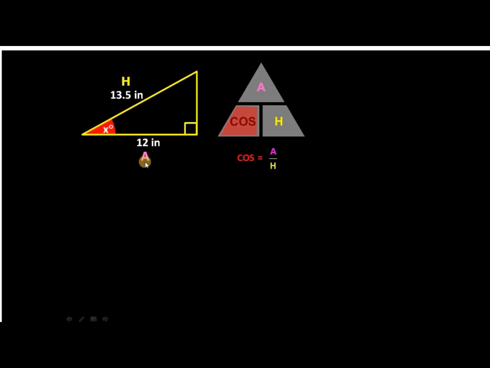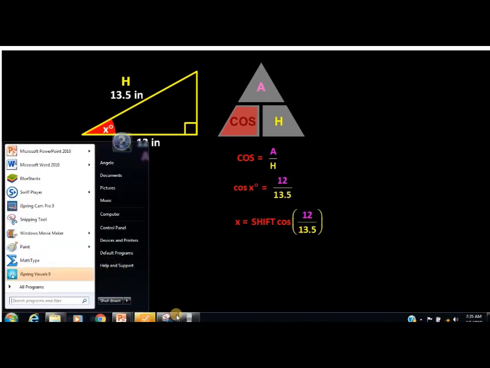We now replace A with 12 and H with 13.5, and we get cosine x is 12 over 13.5. We want the angle, so we must go back from cosine. We use shift cosine. The answer is x is shift cosine this fraction. So we bring in a calculator to do the question.